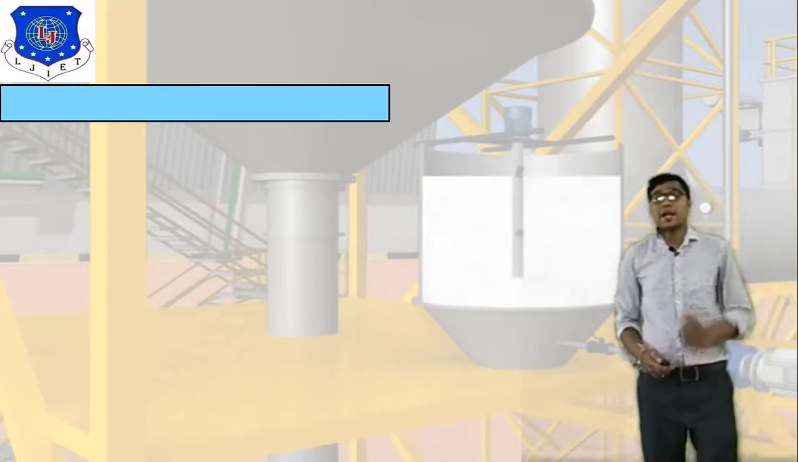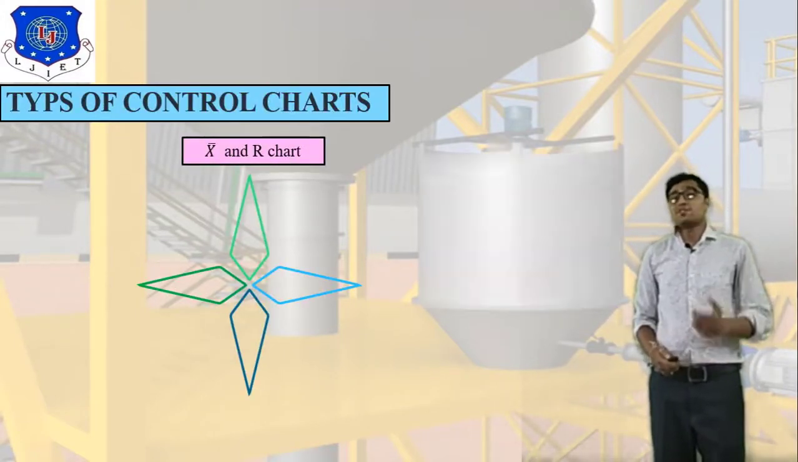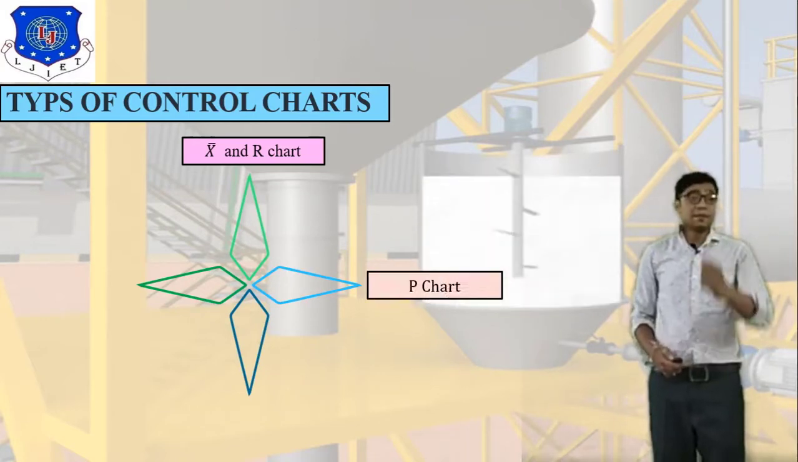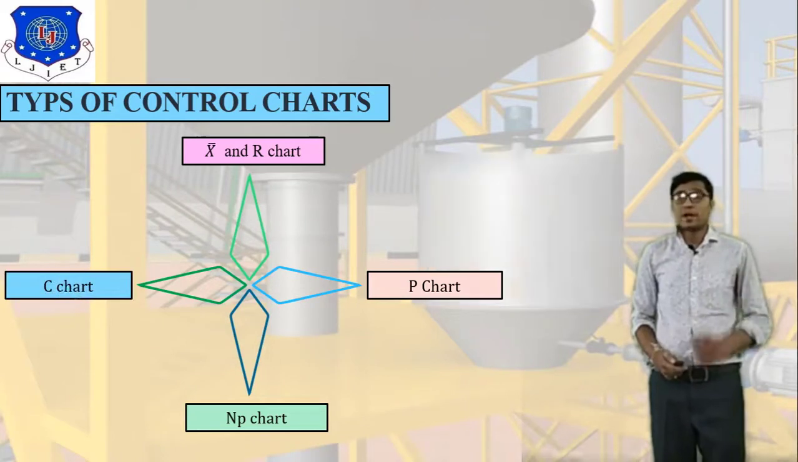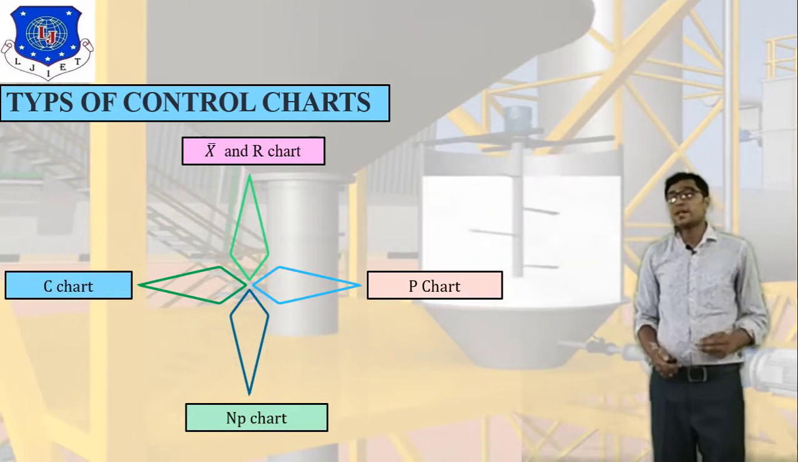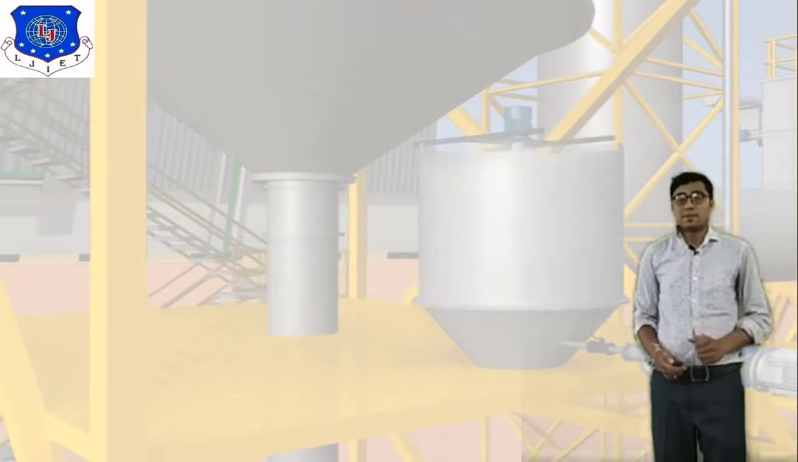First of all, types of control chart. There are mainly 4 types of control chart: X bar and R chart, number 2 the P chart, third the NP chart, and fourth the C chart. In the last session we already completed the X bar and R chart. So let's start the P chart concept.